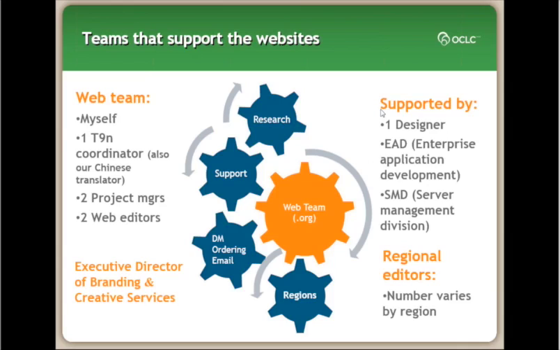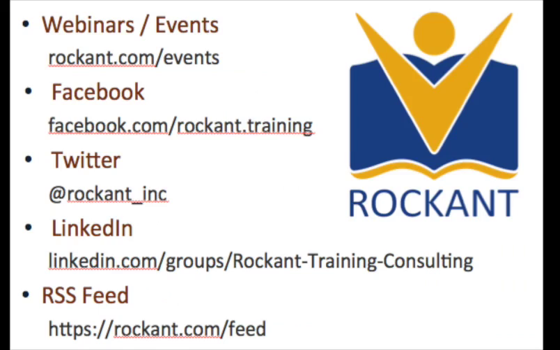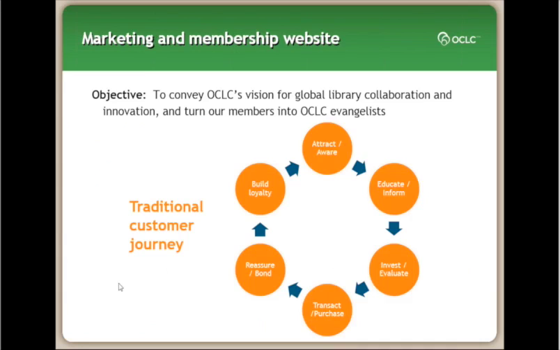The web team and the designers report to the Executive Director of Branding and Creative Services, who has the final approval in all website projects. The website section that my team focuses on most is what we refer to as the marketing and membership website. And that's the part of the website content that really supports the traditional customer journey, from becoming aware of what OCLC is, learning more about it, learning more about the services we offer, and helping the libraries actually purchase or become members of OCLC.